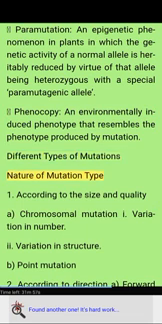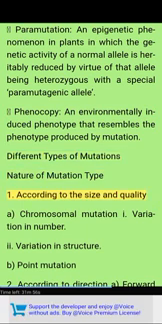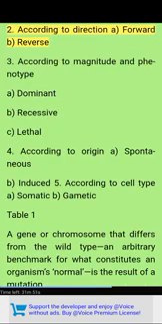Different types of mutations. Nature of mutation type. 1. According to the size and quality: A. Chromosomal mutation, I. Variation in number, II. Variation in structure; B. Point mutation. 2. According to direction: A. Forward, B. Reverse. 3. According to magnitude and phenotype: A. Dominant, B. Recessive, C. Lethal. 4. According to origin: A. Spontaneous, B. Induced. 5. According to cell type: A. Somatic, B. Gametic.